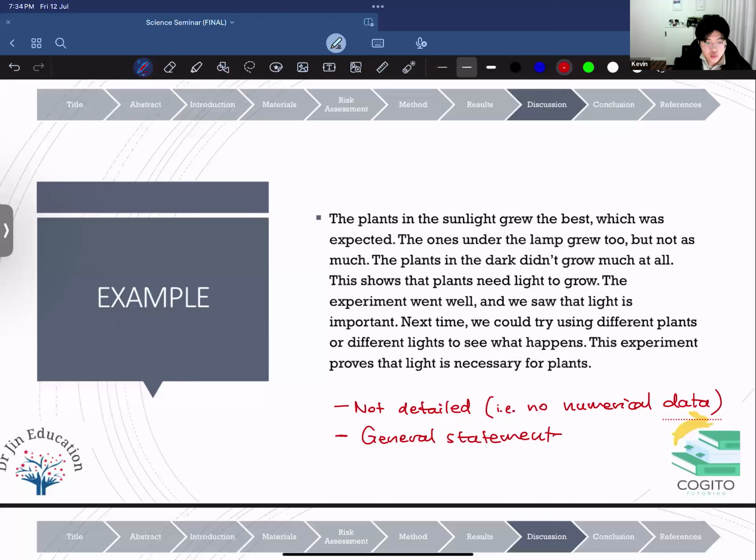Okay, what else is there? Well, I believe it lacks a bit of insight. It lacks insight, okay? And what else is there? Well, the language again. It keeps saying, we did this, we could try this, right? The modality is quite low as well. We could try using different plants and stuff like that. So it's not great. So once again, bad example, all right?